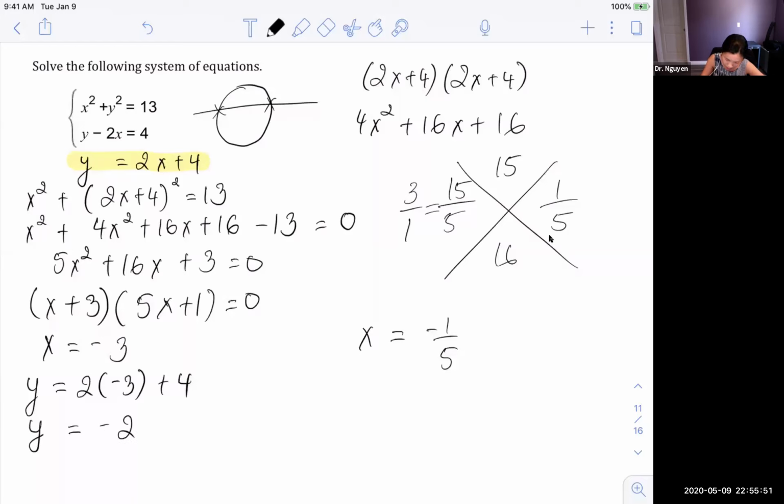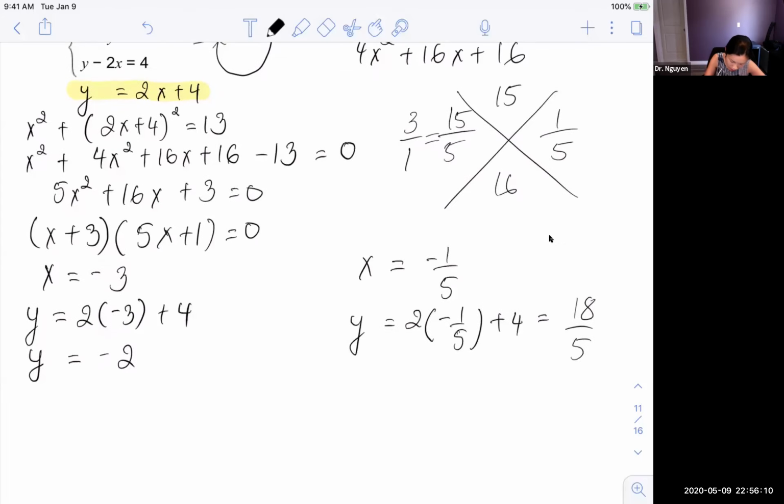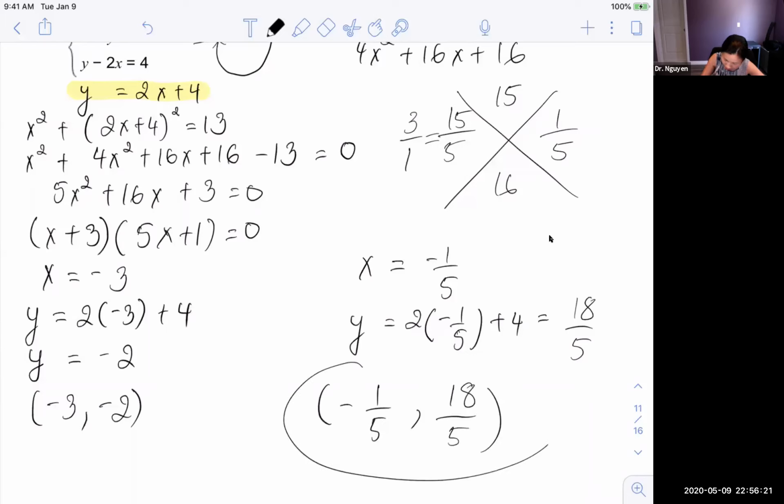This one, we're going to get a fraction. So y equals 2 times -1/5 plus 4. So that's -2/5 plus 4, and you're going to get 18/5. So the two solutions that we have are -3, -2, that's the first ordered pair, and the second ordered pair is -1/5, 18/5. And those are our solutions.